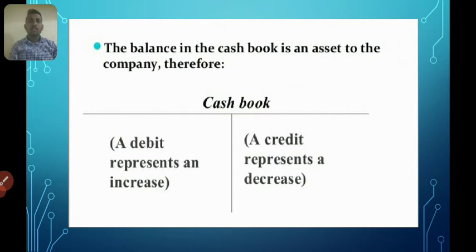So what happens if a transaction is recorded in the cash book? If a transaction is recorded on the debit side of the cash book, it represents an increase of balance. Wherever we write a transaction on the debit side of the cash book, it represents an increase of the balance. Likewise, where we record a transaction on the credit side of the cash book, it represents a decrease of the balance.